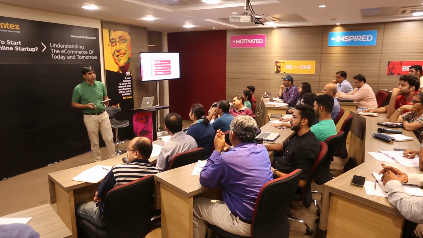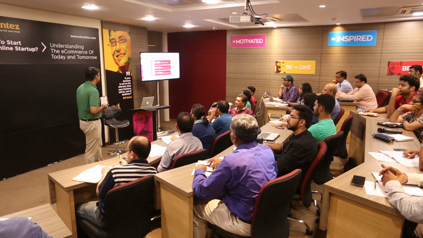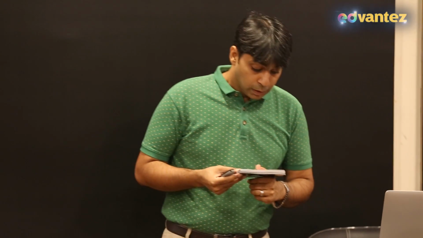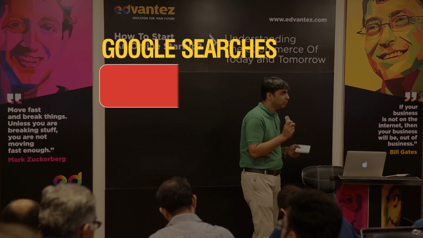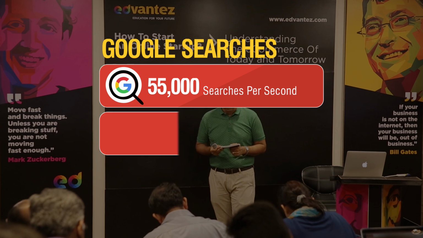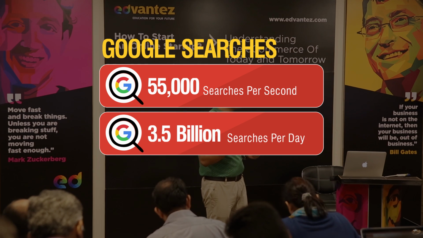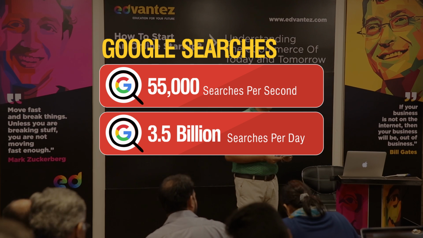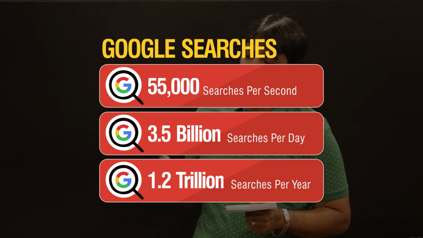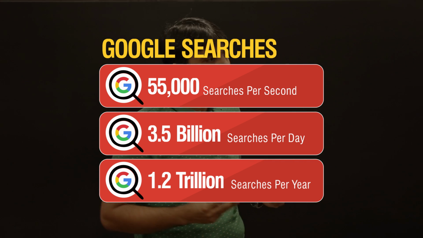So why are we talking about SEO, by the way? What is the reason that we want to talk about SEO? Or why is the SEO ranking so important? Do you know there are about 55,000 Google searches per second? So just like we just said, in 1 second, 55,000 searches globally on Google. Okay? There are 3.5 billion searches per day. Okay? Approximating to about 1.2 trillion searches per year. So that's why SEO is so important.